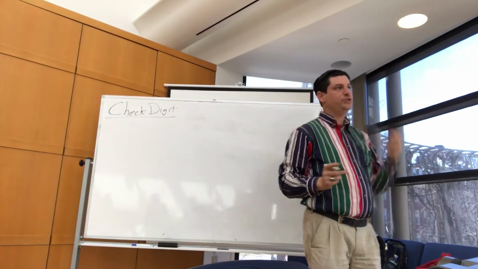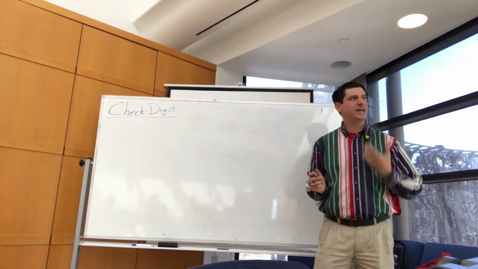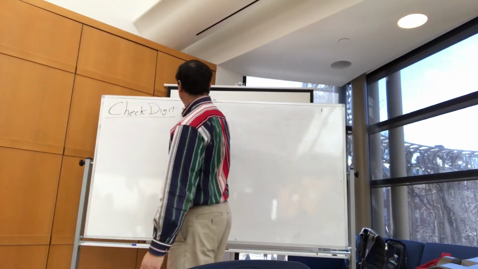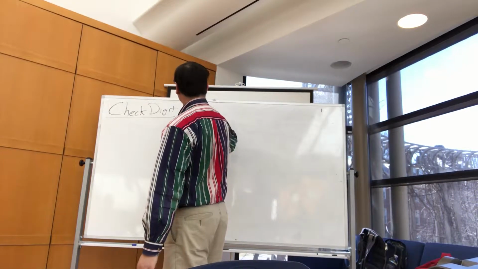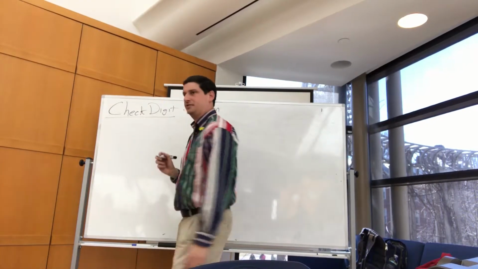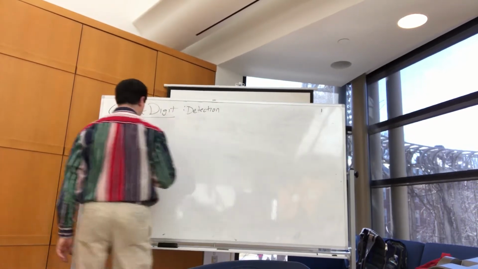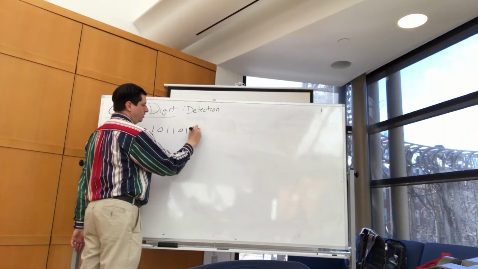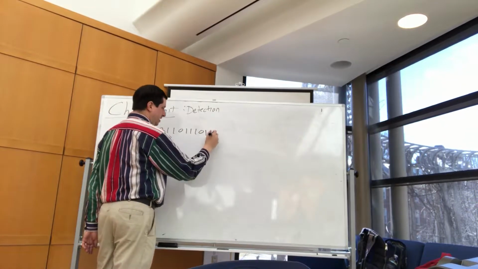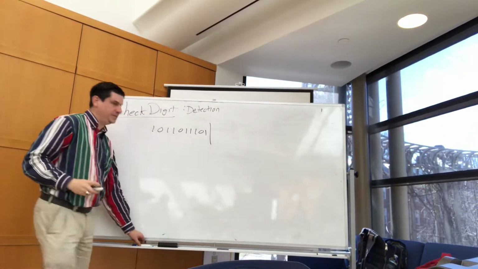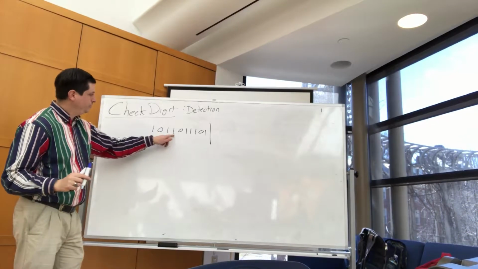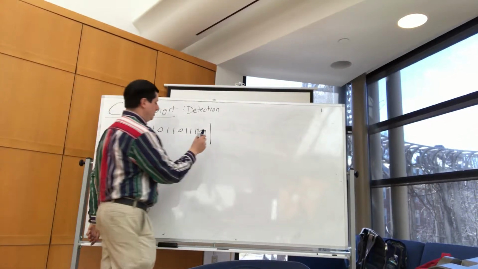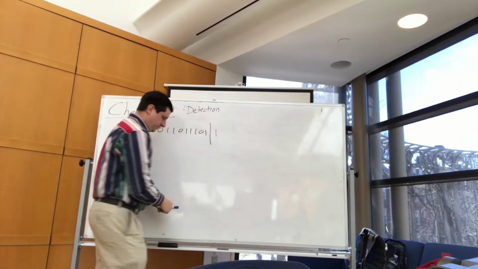This is for situations where all you want to do is detect an error. So this is just detection. It does not fix things. And the way it works is, let's say we have a string of digits, 0, 1, 1, 0, 1, 1, 1, 0, 1. Then you add one extra digit at the end.